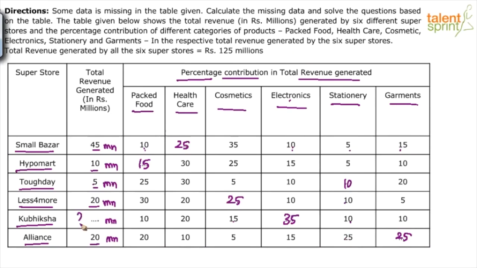How do we get this one? The total revenue generated by Kubik Shah. How do we get this? See, in the data he has said that the total revenue generated by all the 6 superstores is 125 millions. That means this total, the vertical total should add up to 125 million.